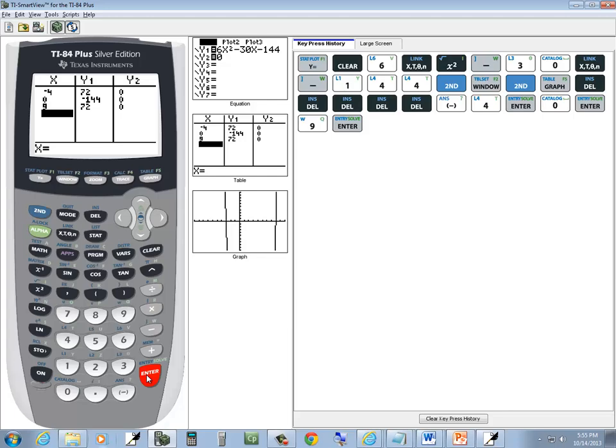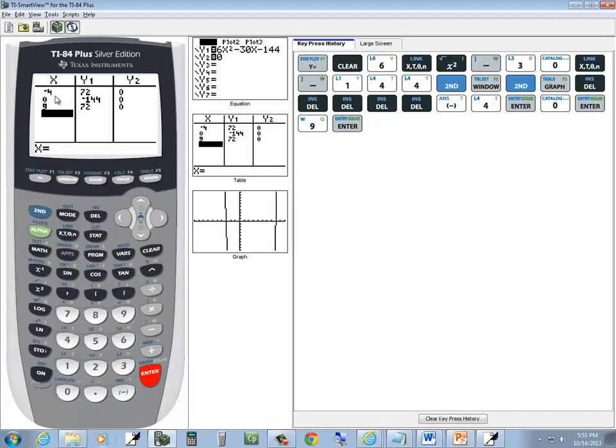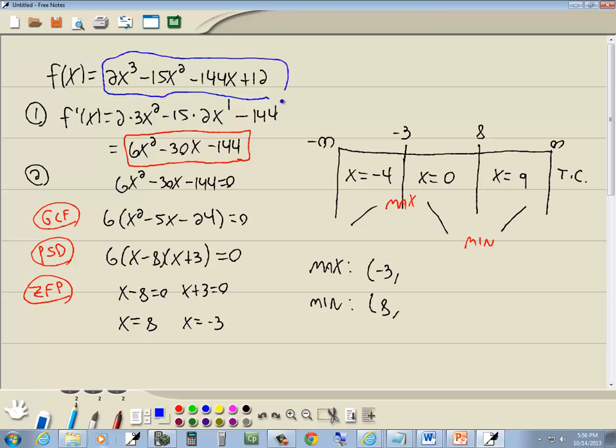Okay. Now the negative 4 gave us 72, so it's a positive number, which means it's increasing. Now 0 gave us a negative number, which means it's decreasing. 9 gave us a positive number, which means it's increasing. This is going to be a max, since it changes from increasing to decreasing. This is going to be a min. So we're going to have a max at negative 3 comma something, and a min at 8 comma something. Now we want to plug these back into our original function to see what the y value is going to be.